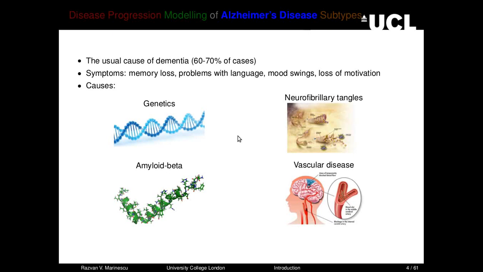And we know there are many causes of Alzheimer's disease. First of all, genetics. We know that many genes such as APOE are involved, which can increase the risk of developing AD. Another cause is neurofibrillary tangles, which are caused by tau aggregation in the brain. Amyloid beta misfolding is also known to cause AD, and there are many other risk factors like vascular disease and Lewy bodies, which can eventually lead to Alzheimer's disease.